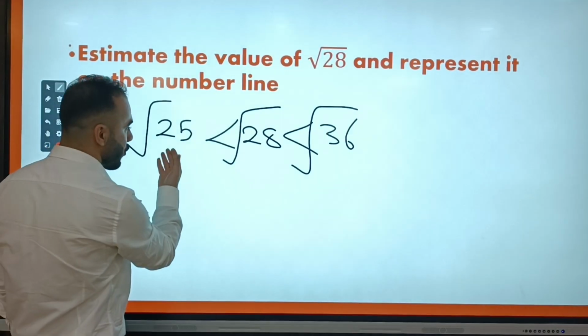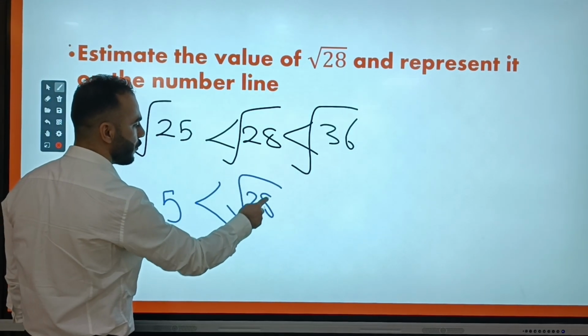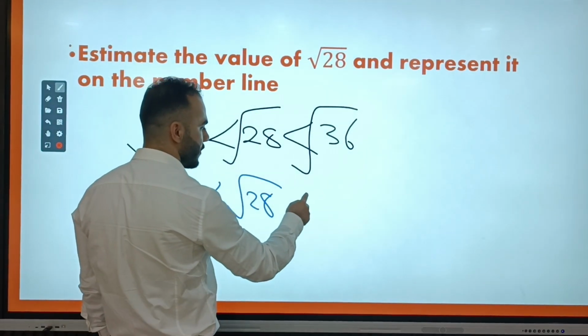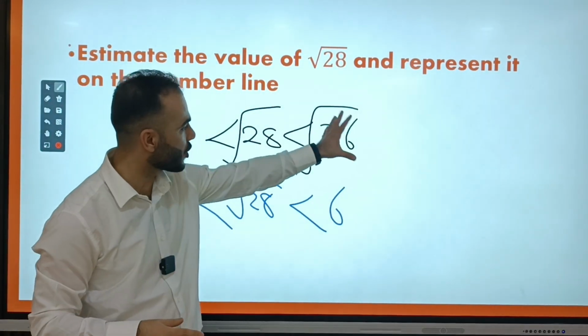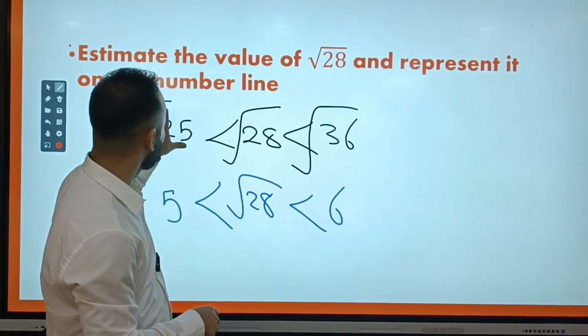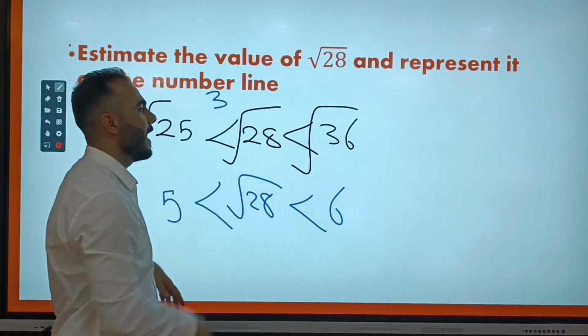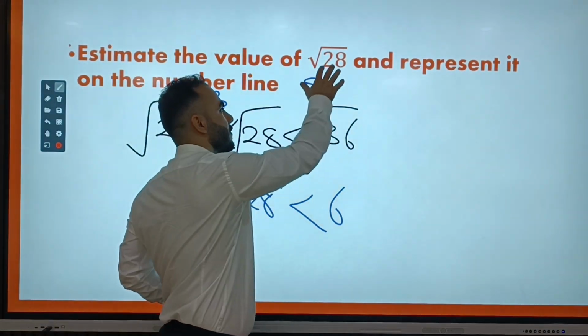Perfect. So square root of 25 is 5. Square root of 28, we are going to find out which number we are going to estimate it to. And square root of 36 is 6. Let's just count the distance from each side to 28. The distance from the left side, from 25 to 28, is just 3. And the distance between 28 and 36 is 8 numbers.